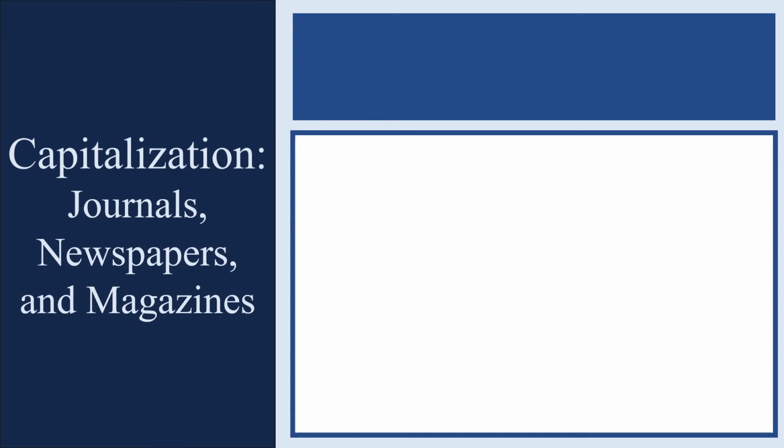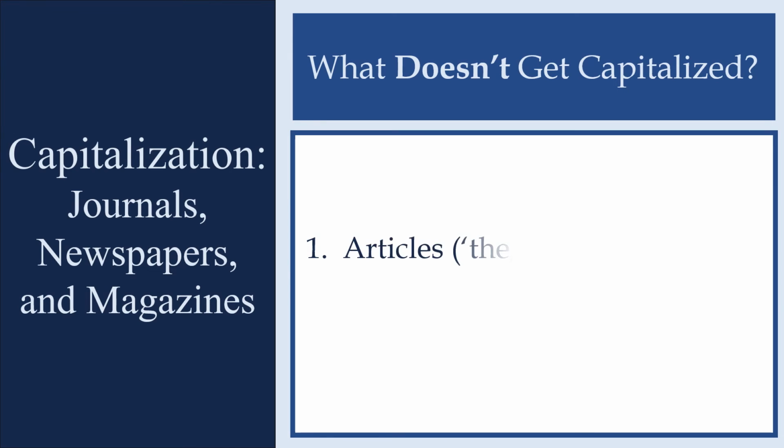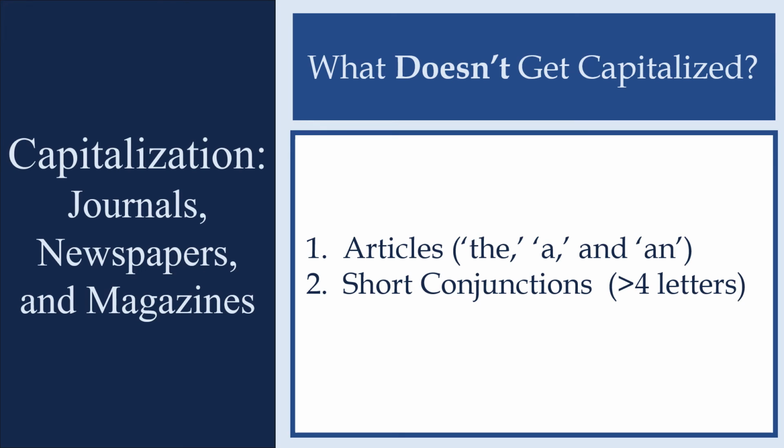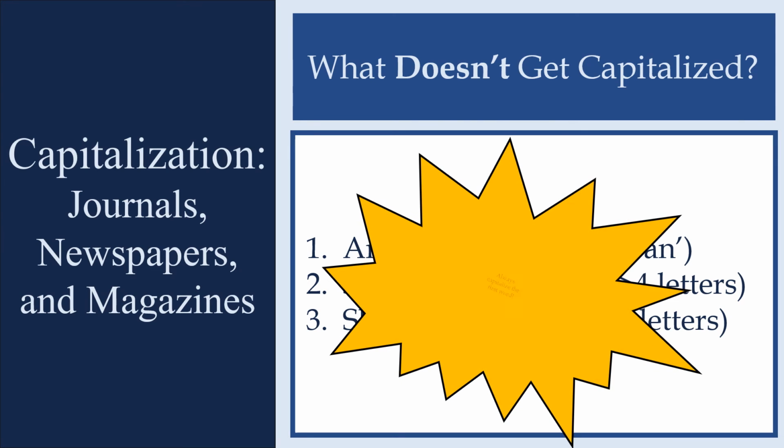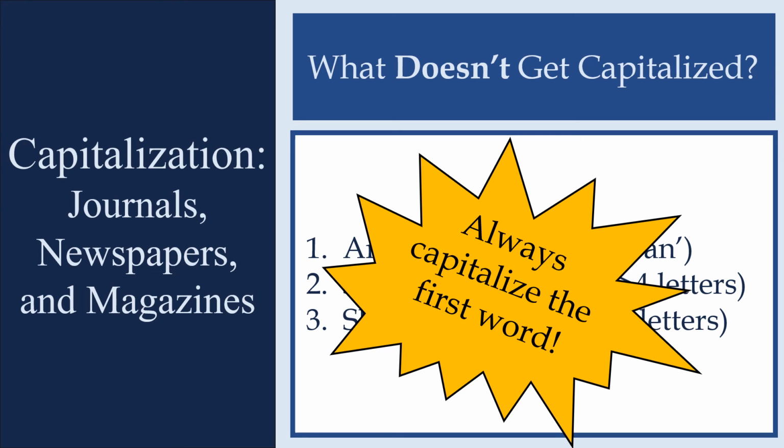Next, we're going to go over the capitalization rules for journals, newspapers, and magazines. Where books and articles have titles, journals, newspapers, and magazines have proper names, like your name and my name. This means they get proper name capitalization, or what APA refers to as title case capitalization. So what doesn't get capitalized in this context? First, we're not going to capitalize articles such as the, a, and an. Likewise, we're not going to capitalize short conjunctions. That means conjunctions that are less than 4 letters. This might include the words and, but, and or. Finally, we're not going to capitalize short prepositions. Again, this means prepositions that are less than 4 letters. In, on, of. That said, we're always going to capitalize the first word, no matter what kind of word it is.